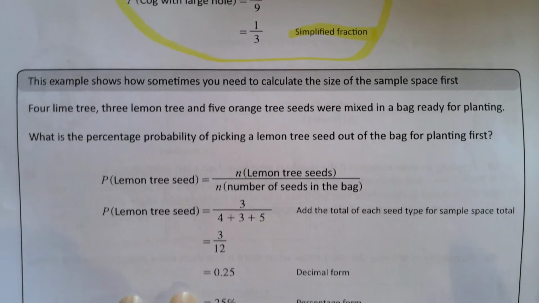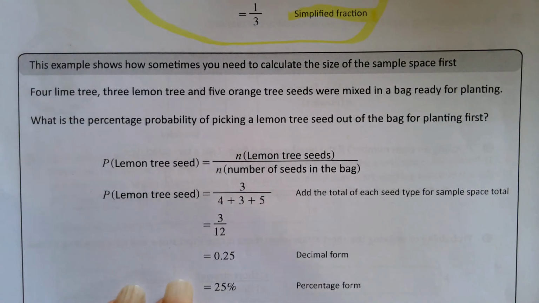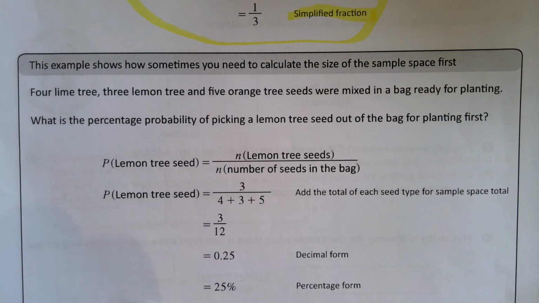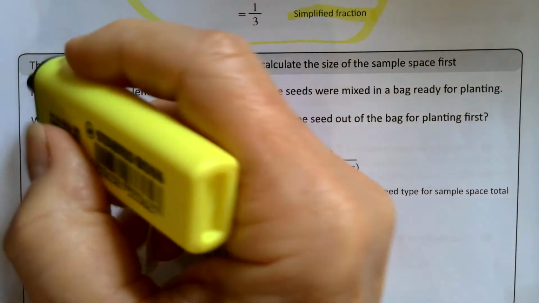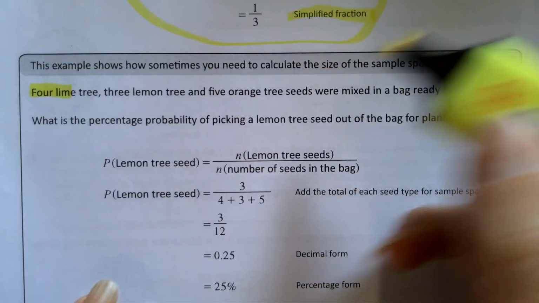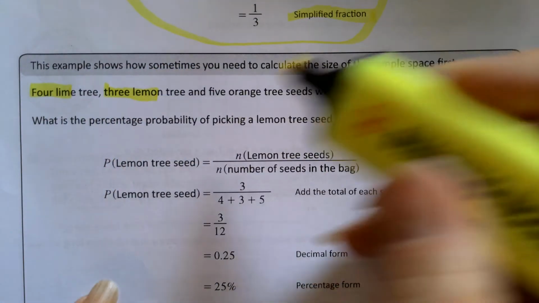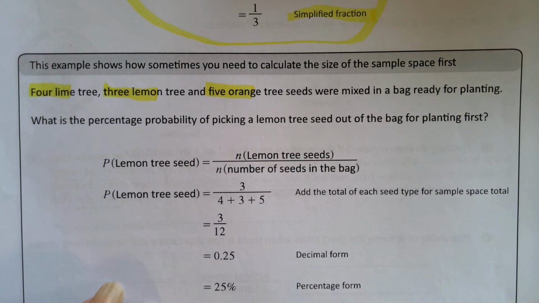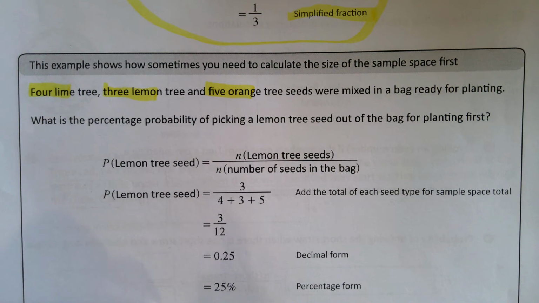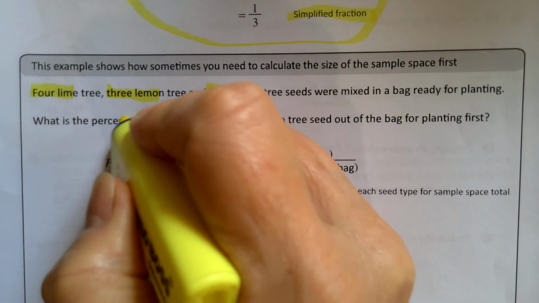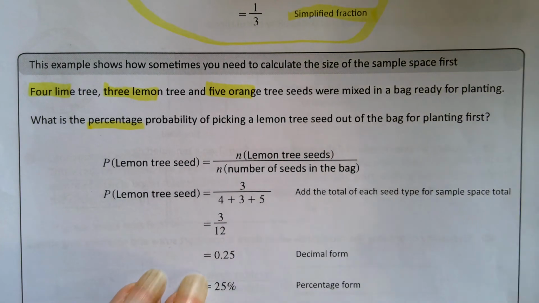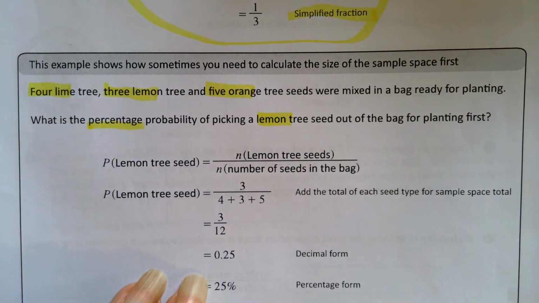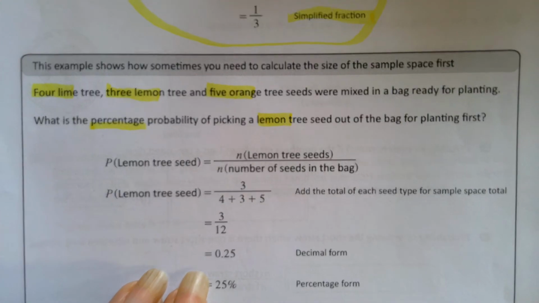Another example. Remember, always highlight the numbers. So 4 lime trees, 3 lemon trees, and 5 orange tree seeds. They're in a mixed bag. Okay, so we're going to look at the percentage, so make sure you know what you're looking for, of picking a lemon seed out. So we've got all our numbers.